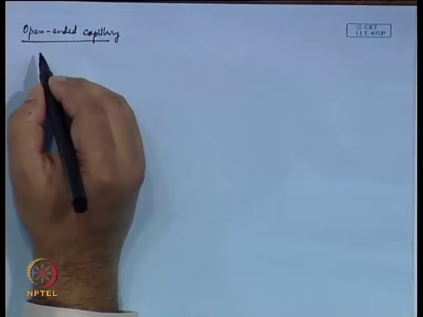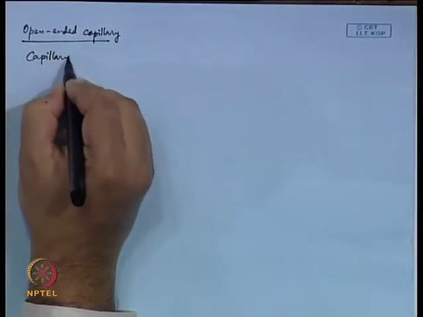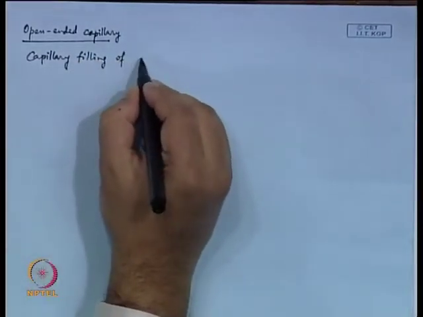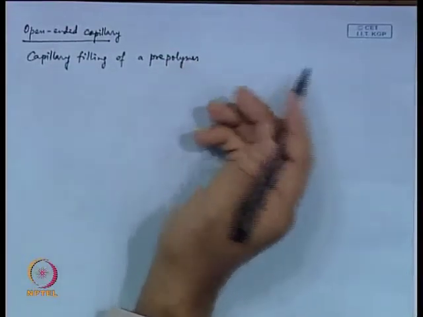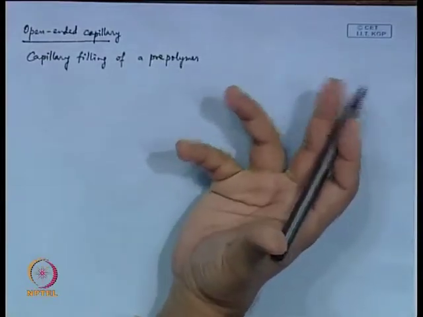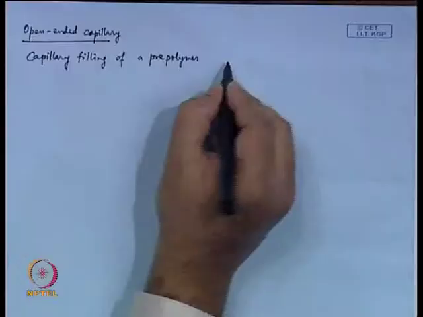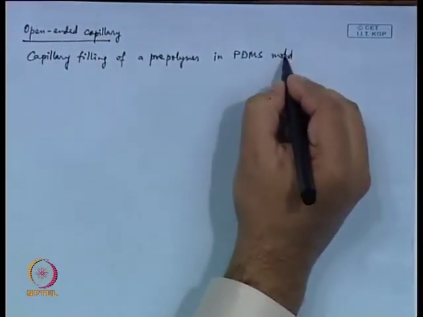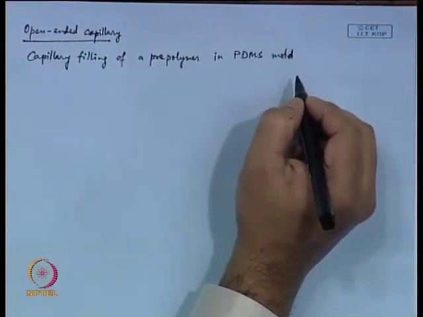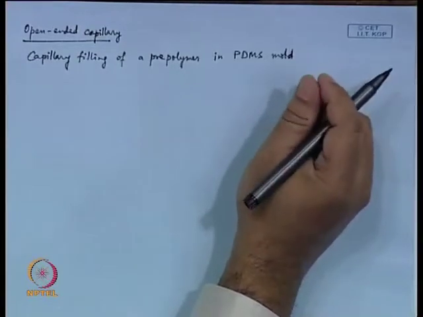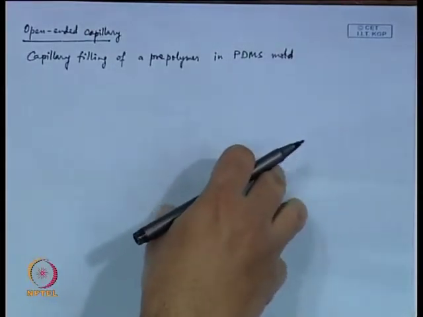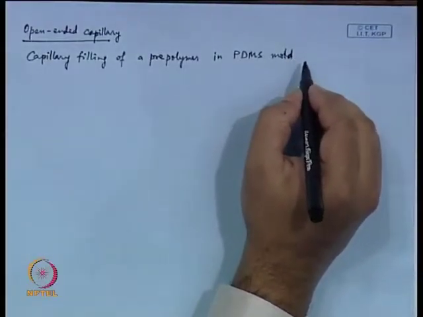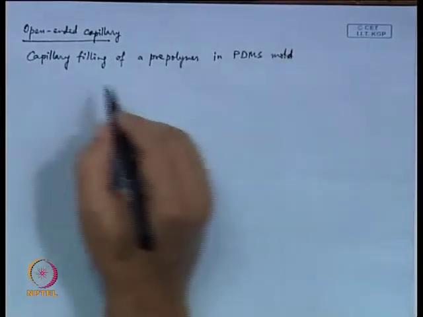Let us say we are talking about capillary filling of a prepolymer. Prepolymer means you expose it to UV and you expect that it will solidify into polymer. Capillary filling of a prepolymer in a PDMS mold. So here the mold is made of PDMS. You know the PDMS material is used for making microfluidic devices, but here I am talking about the mold that you are using being made of PDMS. You understand that is highly possible.